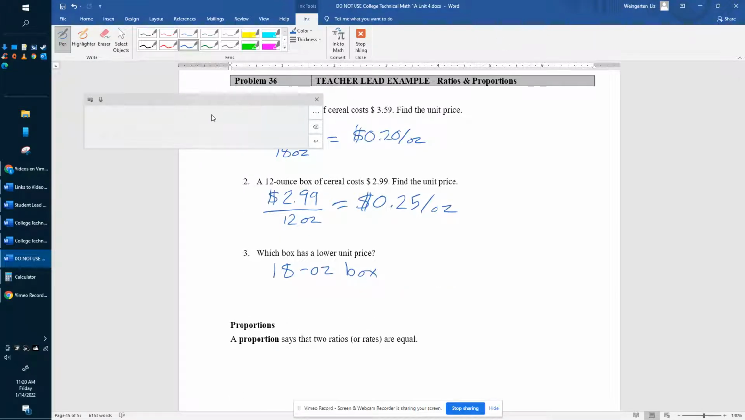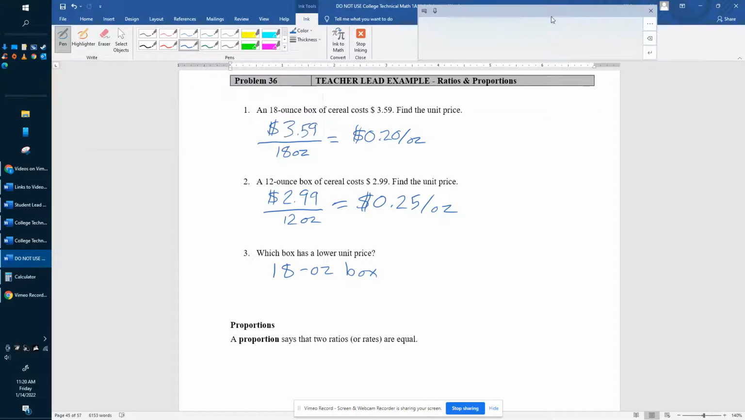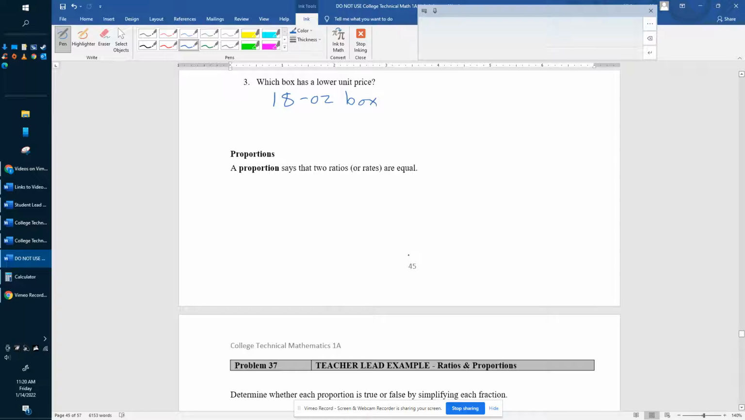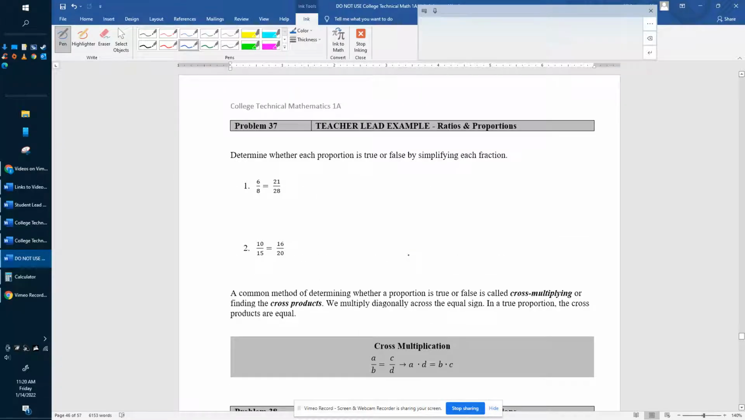Now let's take a look at proportions. Proportions say that two ratios or rates are equal. So in problem 37, we're going to determine whether each proportion is true or false by simplifying the fraction. So how can we simplify 6/8? Well, 6 and 8 are both divisible by 2, so we'll divide both the top and bottom by 2, and we get 3/4. How about 21 and 28? 21 and 28 are both divisible by 7, so we get 3/4. So this one is true.